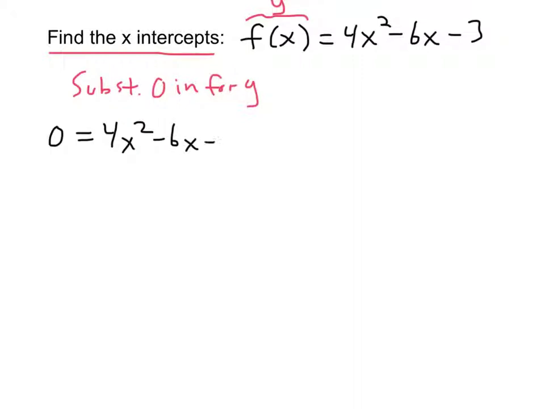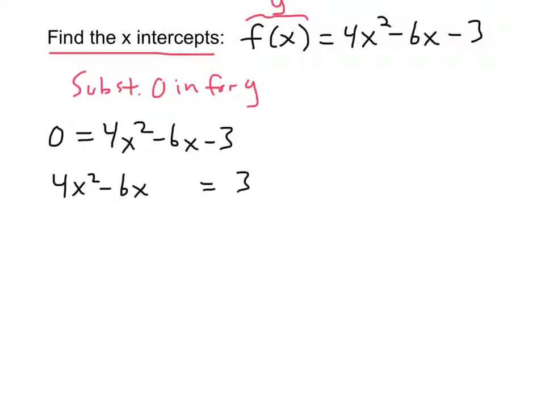And when we do that, we end up with a quadratic equation. And we have to solve that. So we're going to use completing the square to solve that. So let's move the 3 to the other side, because we know we need that over there. So we'll add 3 to both sides. So I'm going to switch the sides. So that really gives us 4x squared minus 6x equals 3.